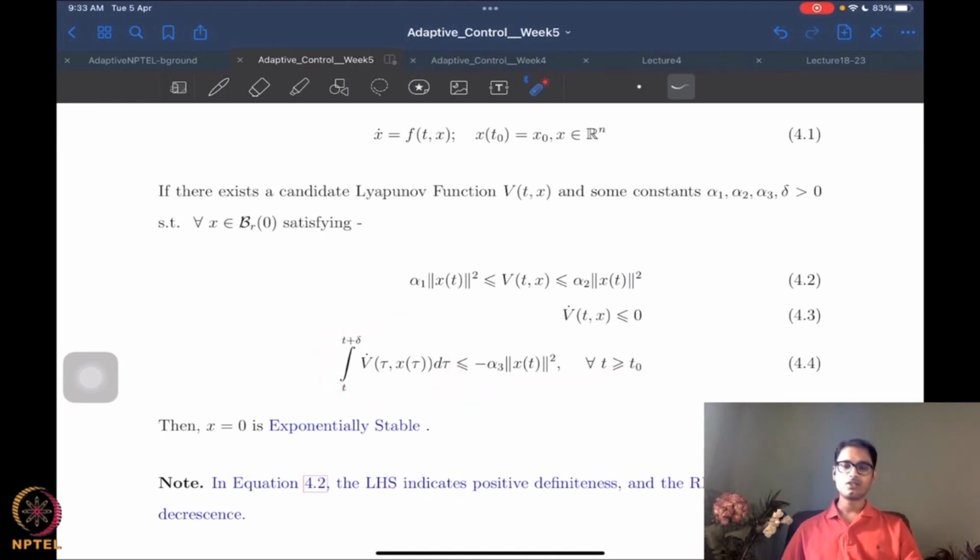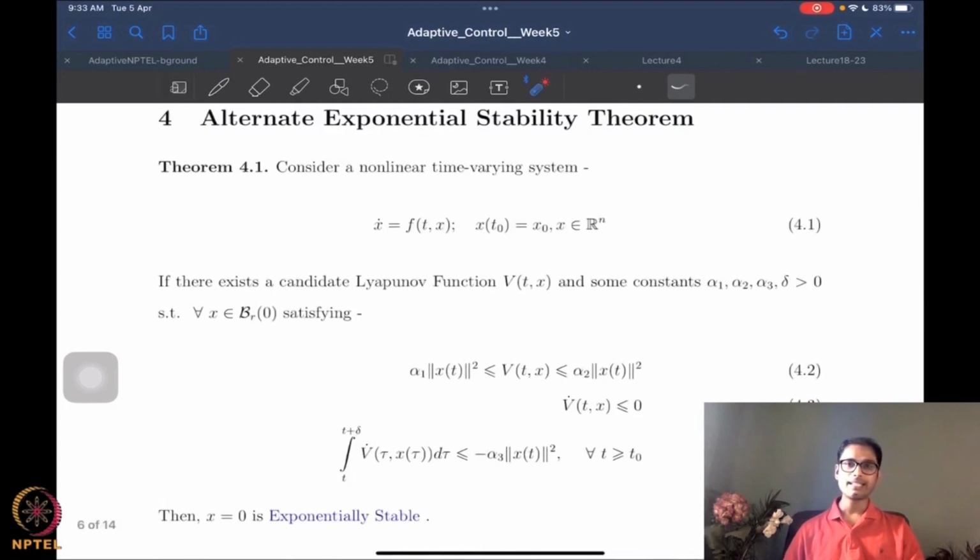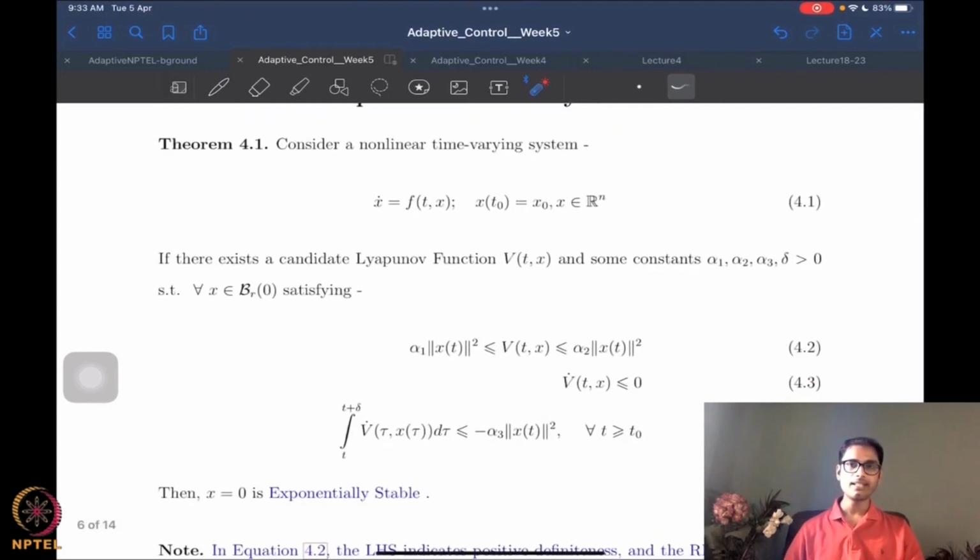So you can think of it as a relaxed exponential stability theorem. It says that V dot itself does not need to be negative definite, but a moving window average of V dot needs to be negative definite, and that's enough for exponential stability. This should make sense philosophically anyway. After all, we are analyzing a system over infinite time.